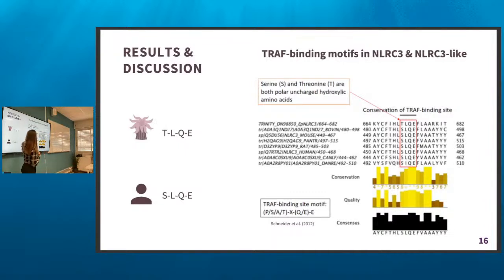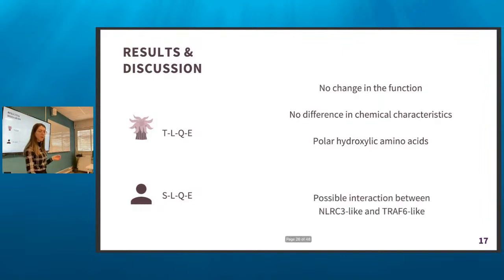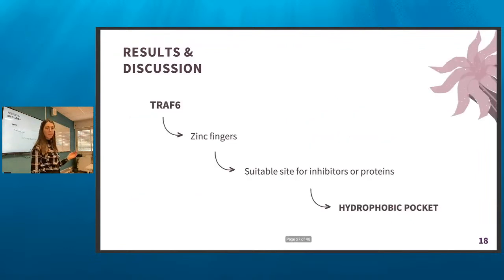When we look at the Exaiptasia pallida sequence, we can see, compared to the human one, that they have the same exact amino acids except for one. In Exaiptasia pallida, we have threonine, and in humans, we have serine. But a difference in one amino acid doesn't change the function of this site, and the chemical characteristics of these 2 compared sites do not differ, because both serine and threonine are polar uncharged hydroxylic amino acids. So a possible interaction between NLRC3-like and TRAF6-like can potentially occur thanks to this binding site.